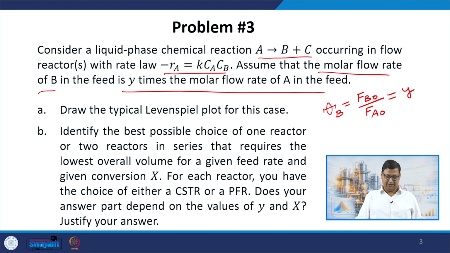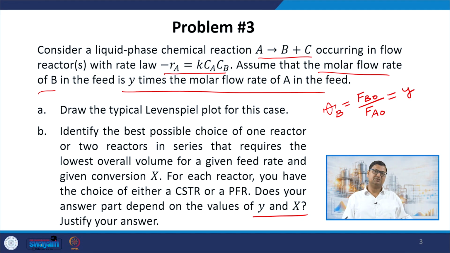What we want to do is to draw the typical Levenspiel plot for this case, and then to identify the best possible choice of one reactor or two reactors in series that requires the lowest overall volume for a given feed rate and a given conversion X. For each reactor, we have a choice of either a CSTR or a PFR. The question asks whether the answer depends on the value of Y and X, and we have to justify our answer. This is a standard problem on the Levenspiel plot.